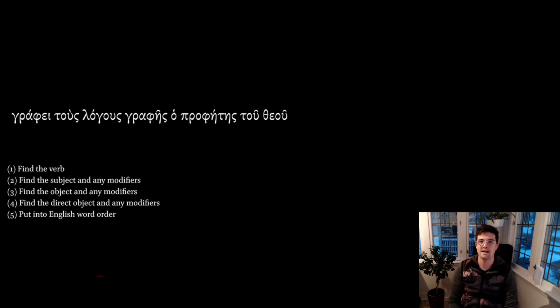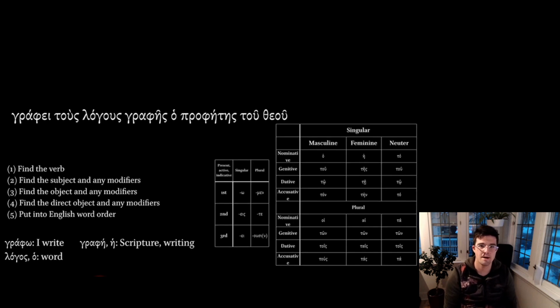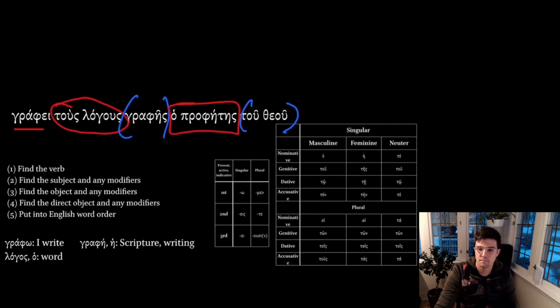And one final sentence that is less familiar that we did not do in that last video. I'll go ahead and read it. Graphe tous lagus graphes ha prophetes tu theou. Go ahead and pause and get a translation here. Here we have some helps for correction and filling in. This one is a touch trickier insofar as our subject is not as close to the verb as it has been in some of our other sentences.